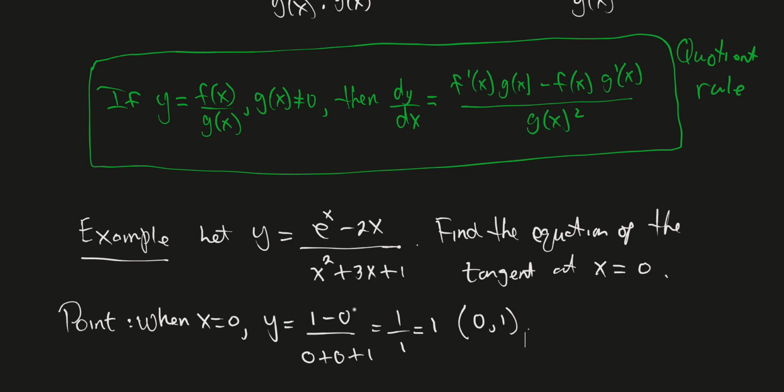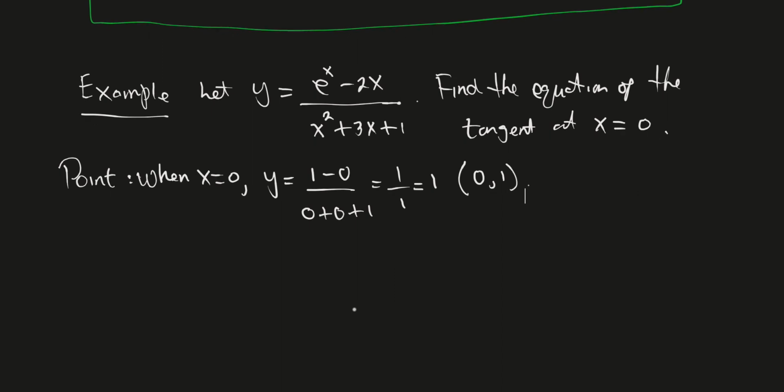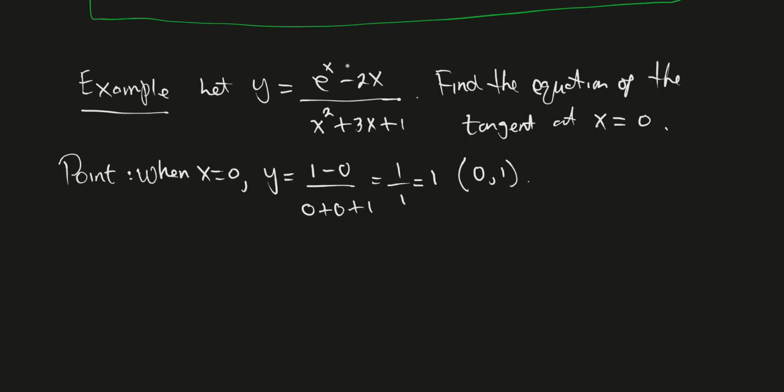Now comes the calculus part. In order to find the slope of the tangent, we need the derivative. So now, because I have a quotient here, I'm going to use my quotient rule. All right, well, let's see what happens. So let's write down dy/dx, or if you want to use y prime, either way.